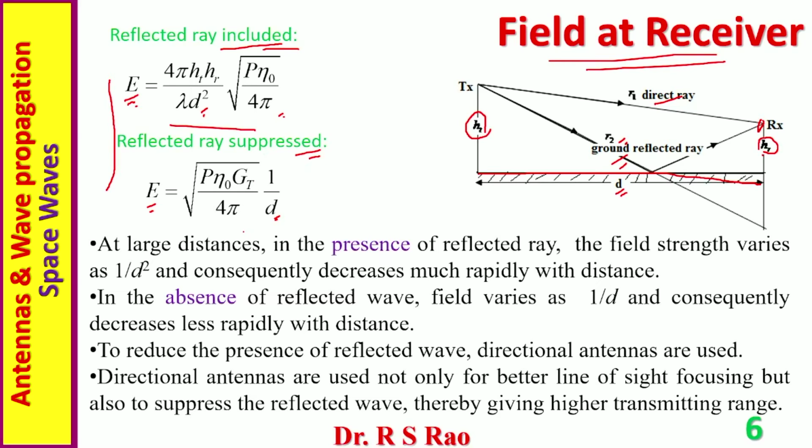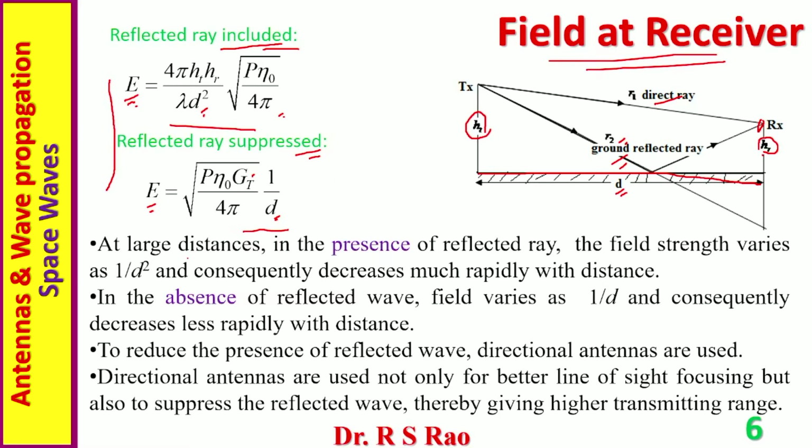In these expressions, the symbols carry their usual meanings. HT, HR are heights of antennas, D is distance, lambda is wavelength, P is transmitted power, eta naught is intrinsic impedance of the medium, GT is gain of the transmitting antenna. All carry their usual meanings.